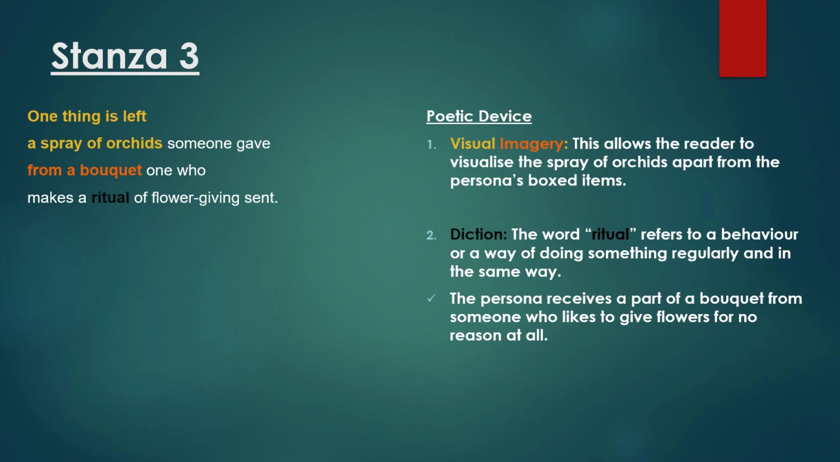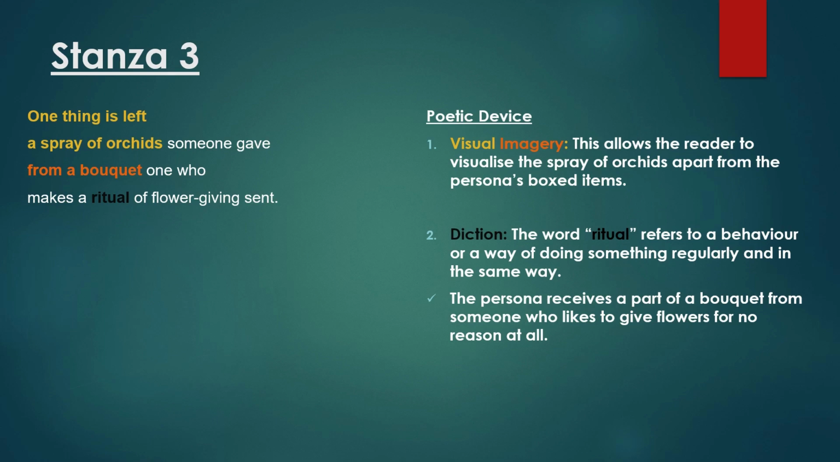Stanza 3 has 4. And it says, one thing is left, a spray of orchids someone gave. So the person is saying that after he or she, and I'm saying he or she because a gender was not identified in the poem. Sometimes students like to give gender to the persona when it is not there. If it is not stated, it is always safe to say the persona. Okay? So the persona shares with us that one thing is left.